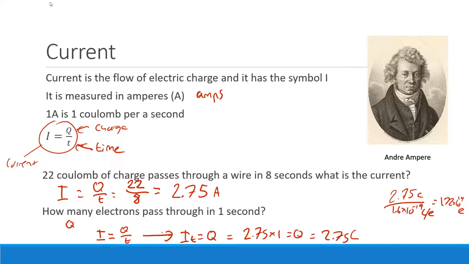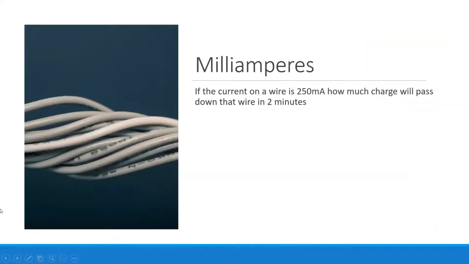I wanted to talk about milliamperes. Now, a milliamp. If the current on a wire is 250 milliamps, how much charge will pass down the wire in 2 minutes? All right, let's talk about this firstly. What is a milliamp? A milliamp is a thousandth of an amp. So 1 amp is equal to 1,000 milliamps.